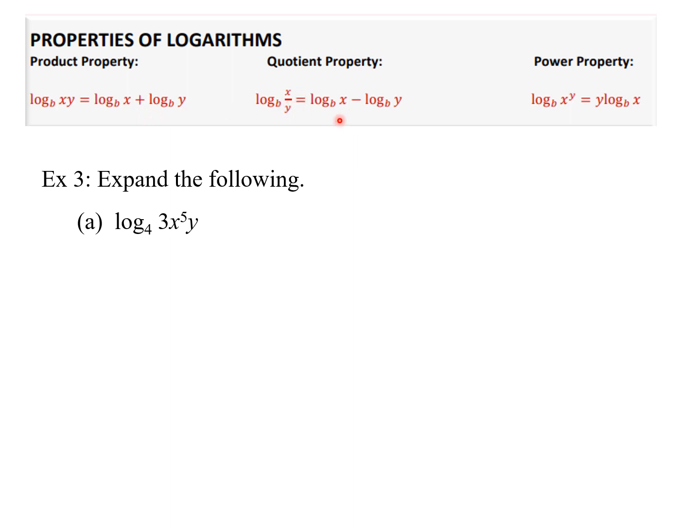All right, and then one other thing, and this is a super useful property, the power property, where the log of x to the y power, we can pull the y out front and write this as y times the log base b of x. This is a very useful property that we're going to take advantage of a whole bunch of times.